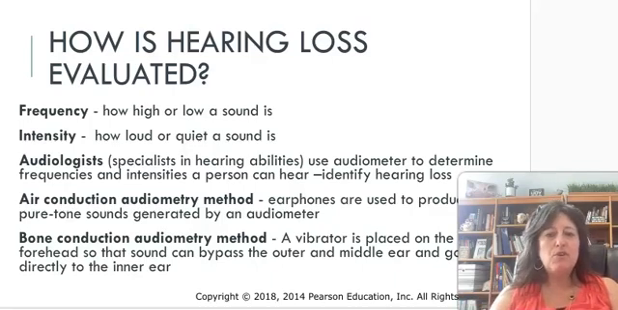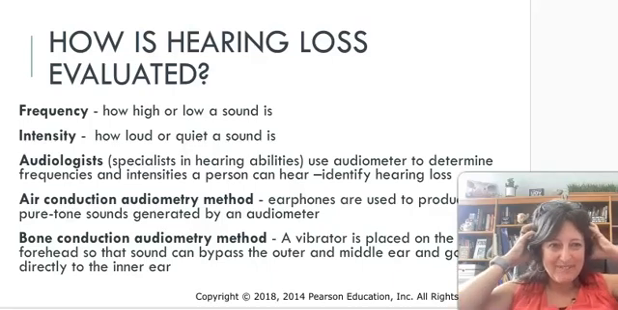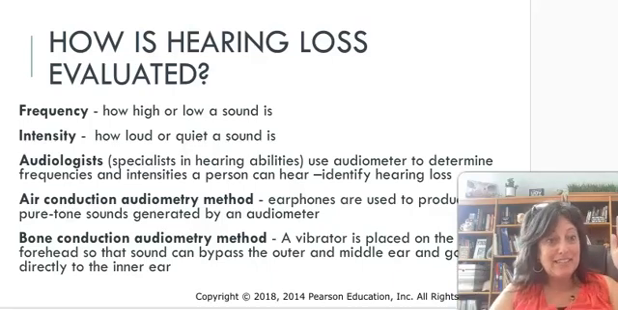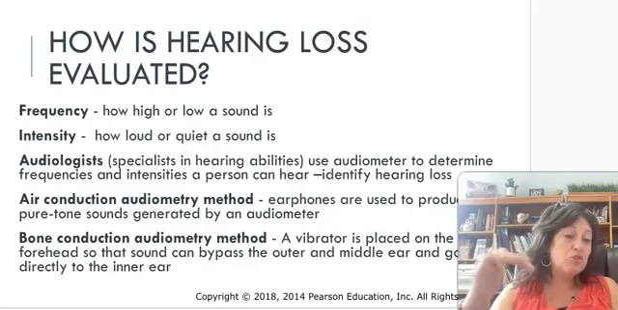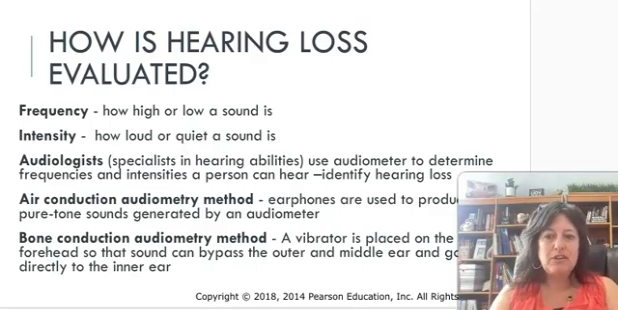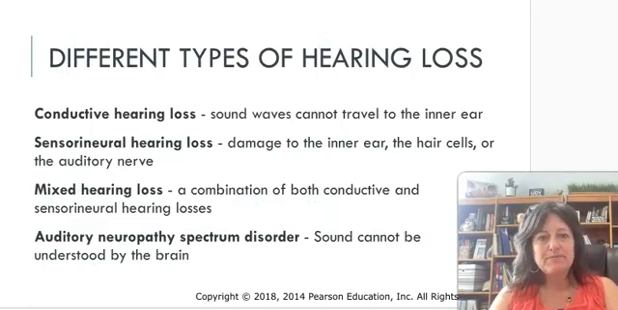The first type you have is called air conduction. Some of you might have had this before: earphones are used to produce pure tone sounds. If you've ever done that, you've got the headphones on and you raise your hand on the side that you hear the sound on. And then there's also what's called the bone conduction method. A vibrator is placed on the forehead, so sound bypasses the outer ear and middle ear and goes directly into the inner ear. It's another way to gauge hearing.